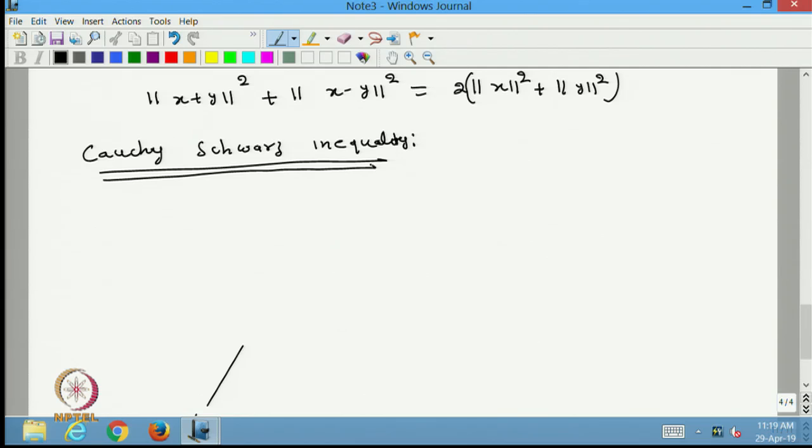Moreover, another important property which will be used later on is called the Cauchy-Schwarz inequality. If x and y are two elements of a vector space, then this property will be satisfied. I am stating this property without proof, and this is a very famous property called the Cauchy-Schwarz inequality.